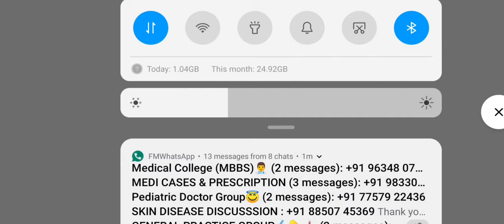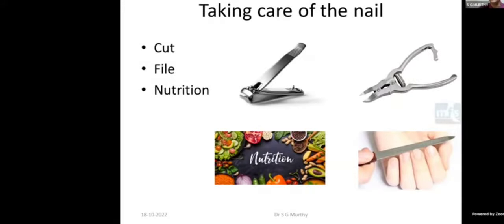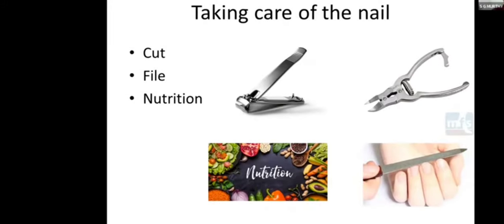What is filing? Filing is just making it smooth with a sandpaper sort of thing. You know, all nail cutters will have a rough surface where you can rub and make it smooth. Otherwise, it will get entangled in clothes or the fibers and it will get pulled out and the nail will also get damaged along with it. Good nutrition is very important for the nail. You do whatever, and if you don't eat good food, your nail will be always a sick nail.